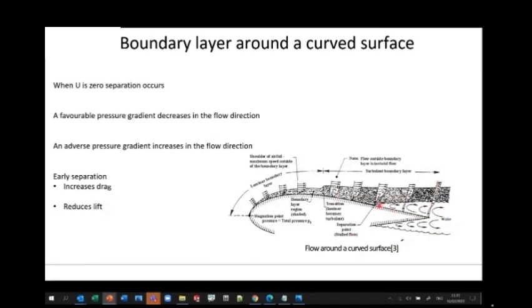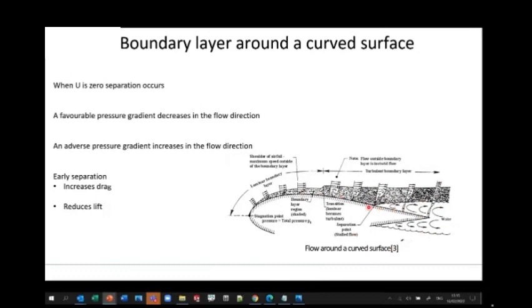Well, as soon as we start to see that separation point, we see the formation of this wake, we see reductions in lift which can be generated by the airfoil because our fluid is no longer attached to the airfoil, and we also see increases in drag. The drag is connected to the size of this wake, which is behind our object.